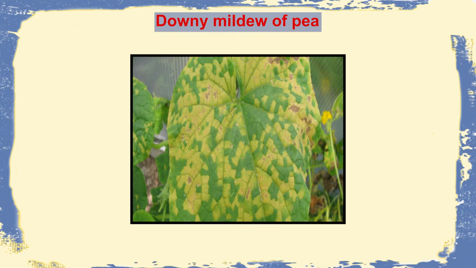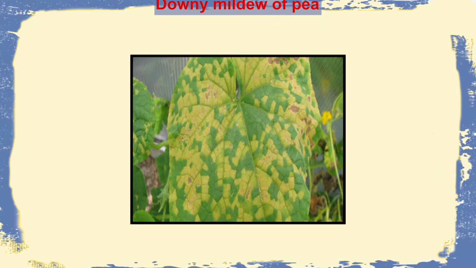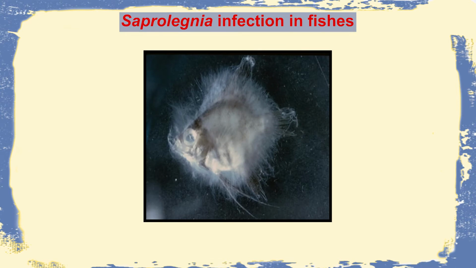But these are all crop plants. At the same time, they can invade fishes, and Saprolegnia can actually cause infection of fish, and they can kill the fish by fin rot.